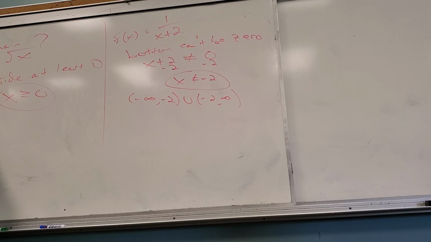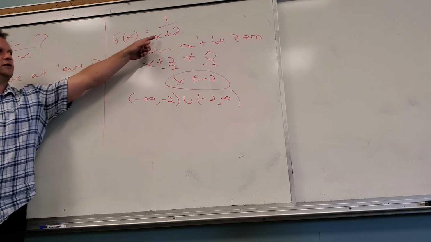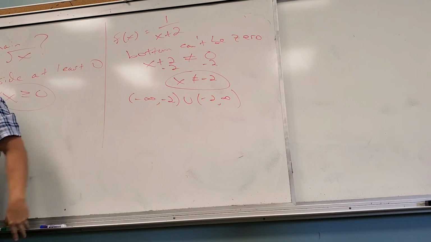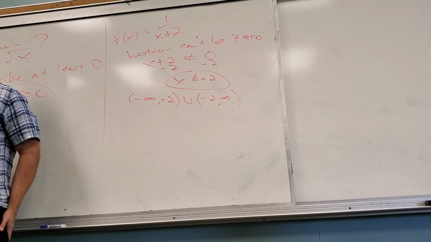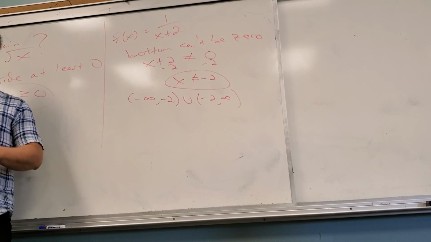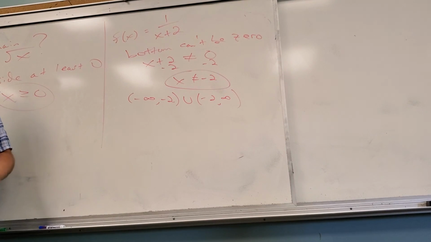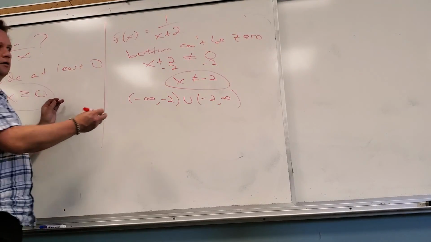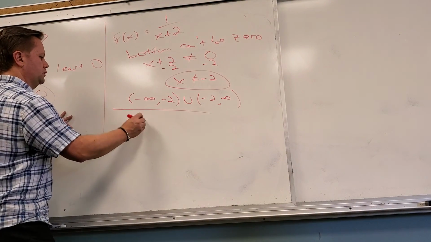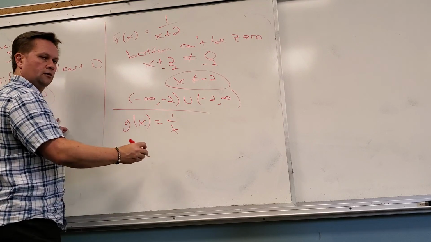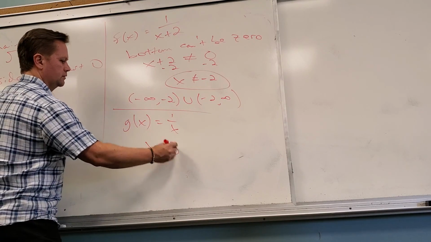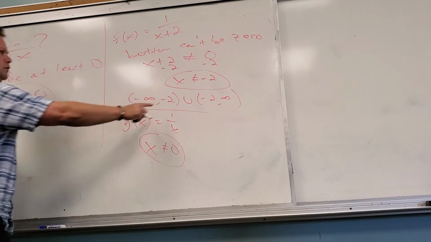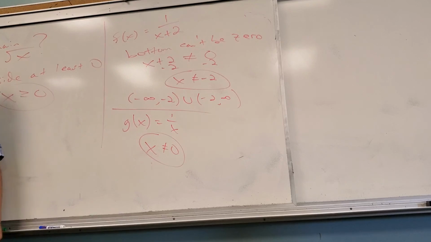So the idea we use there is extendable to any domain question of a function. It's kind of crazy. If we have just x on the bottom, it's the same thing. Bottom can't be 0. Done. But how to write it like this? Put a 0 there.